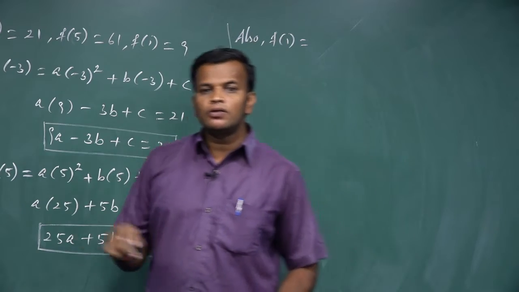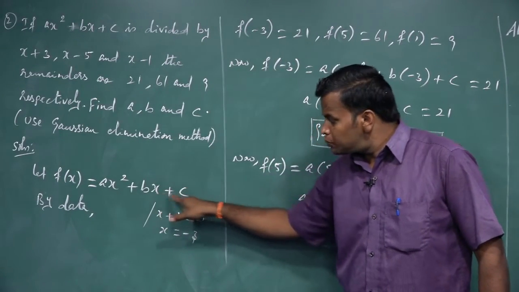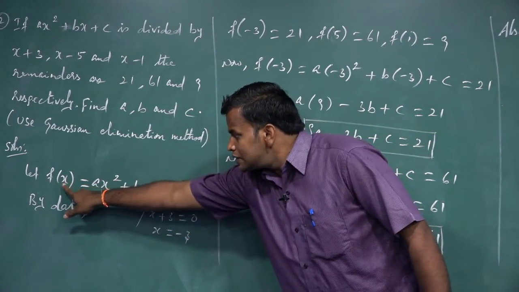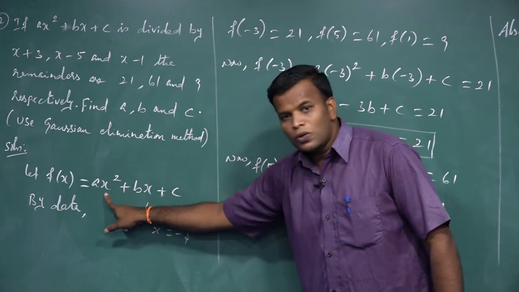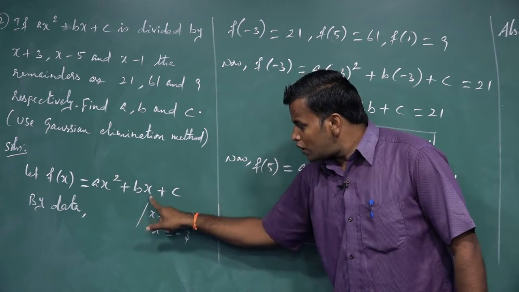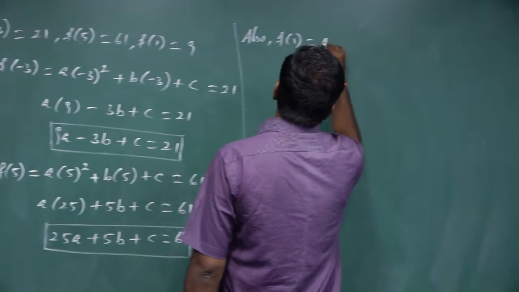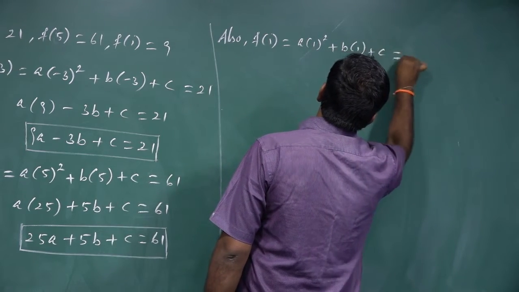Now we see the value of f of x. The value of f of x is ax square plus bx plus c. Now we have f of 1, so whenever x is there, we replace x by 1. So f of 1 is equal to a of 1 square plus b of 1 plus c.